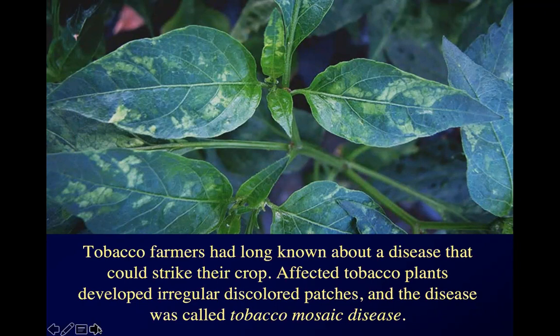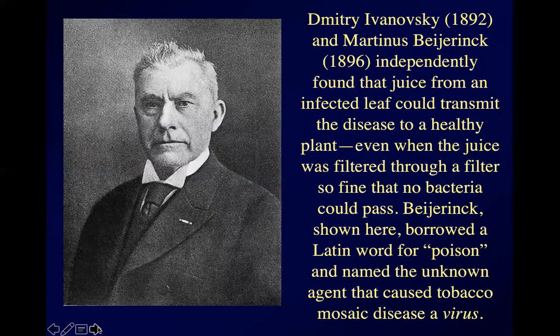Okay. Back in the late 1800s, people tried to figure out what was causing this, but nobody could find bacteria that were causing tobacco mosaic disease. And it's also not a genetic disease. And two folks, independently of each other, a Russian named Ivanovsky and a Dutch guy named Beijerinck, found that if you ground up the juice of an infected leaf and spread it on the leaf of a healthy plant, the healthy plant would get the disease. So there's something in the leaf juice that can make healthy plants sick.